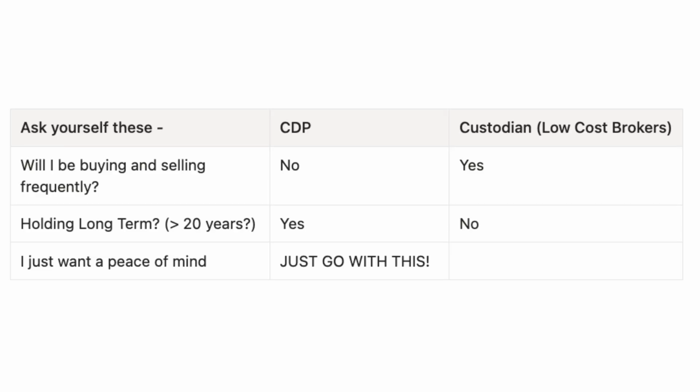So these are the differences between the two. Before you start your own investment journey, you need to decide: are you going to be buying and selling, taking advantage of the fluctuations in prices to profit? Then go ahead with a low-cost brokerage account, because there's not really a use case for a CDP account when you want to buy and sell frequently.